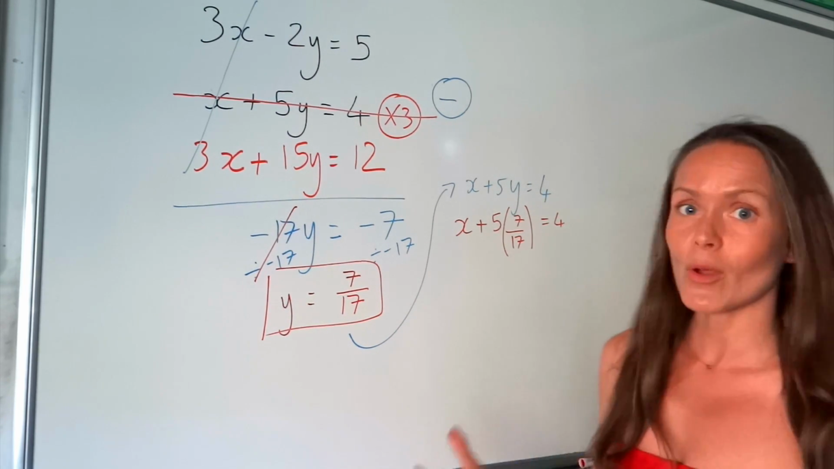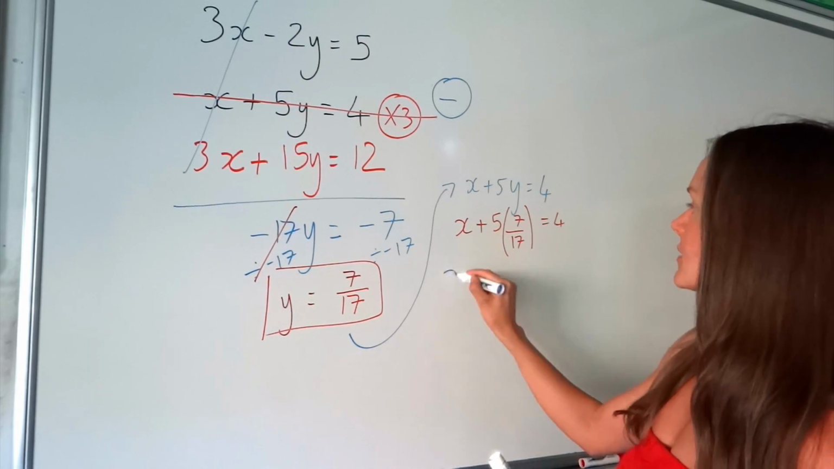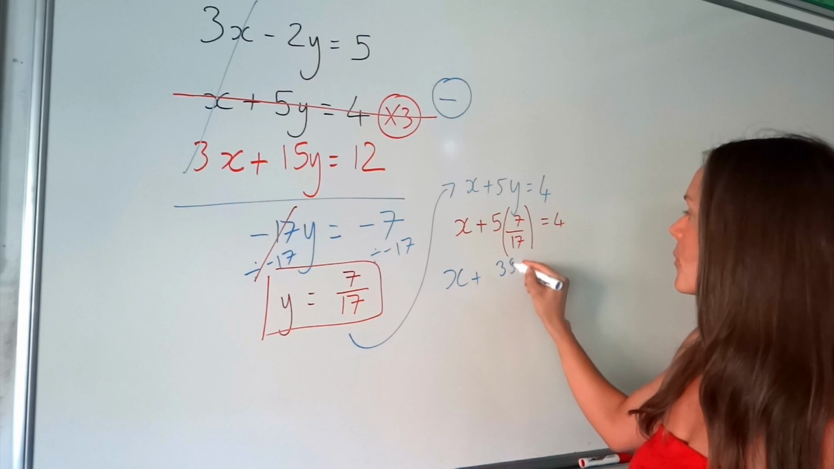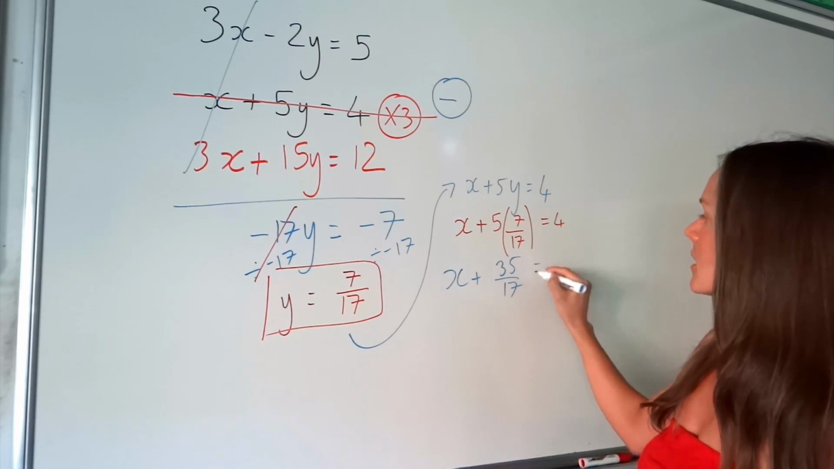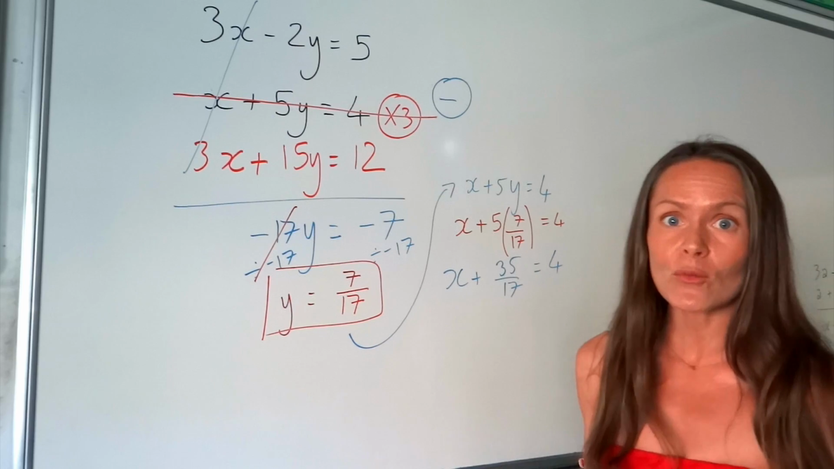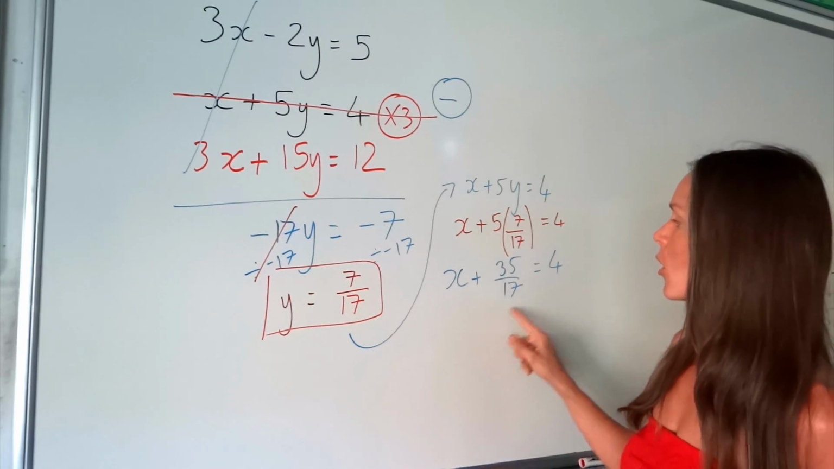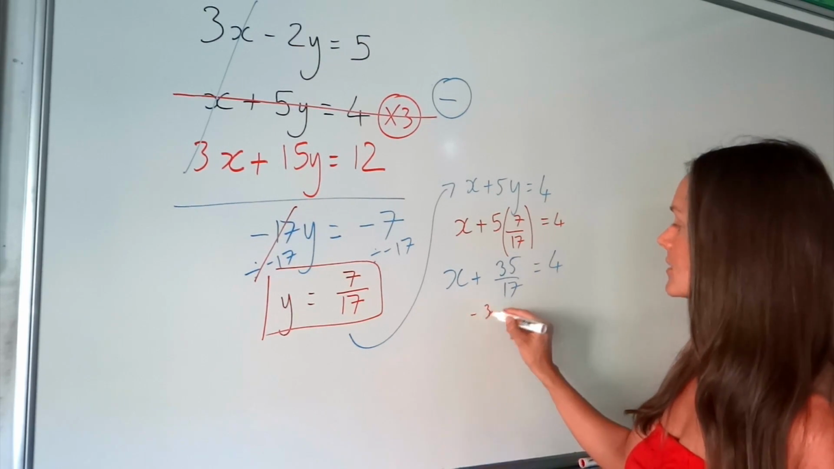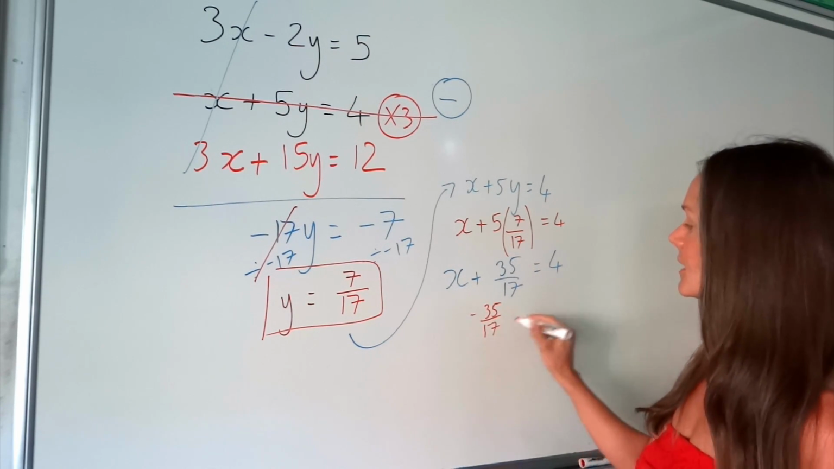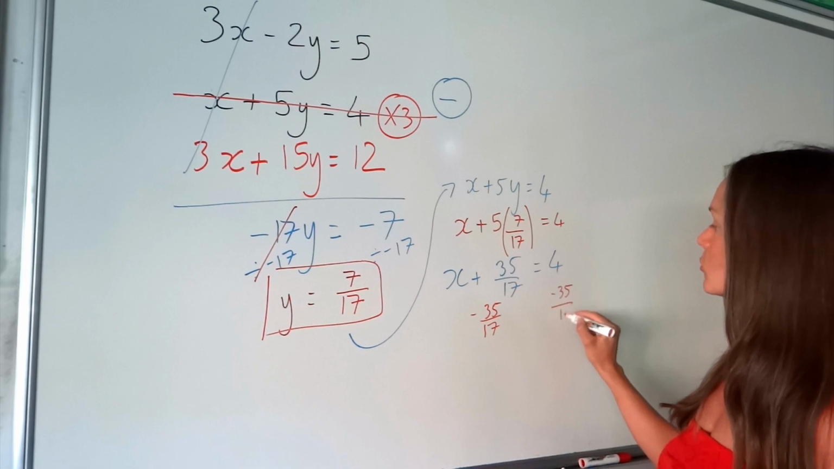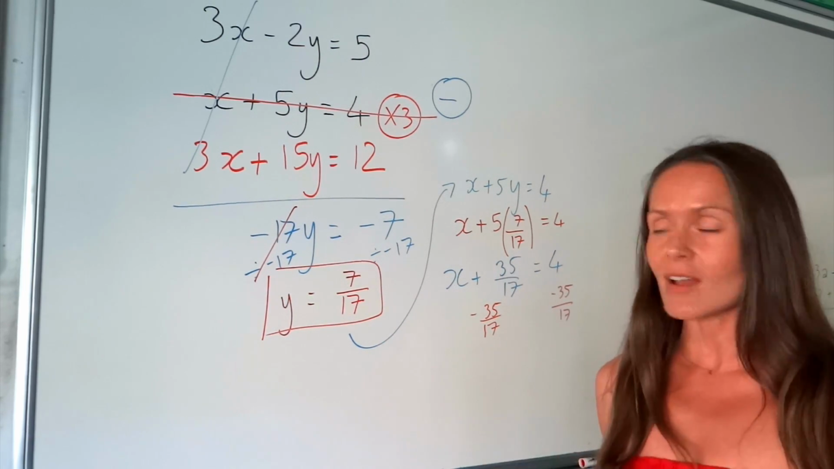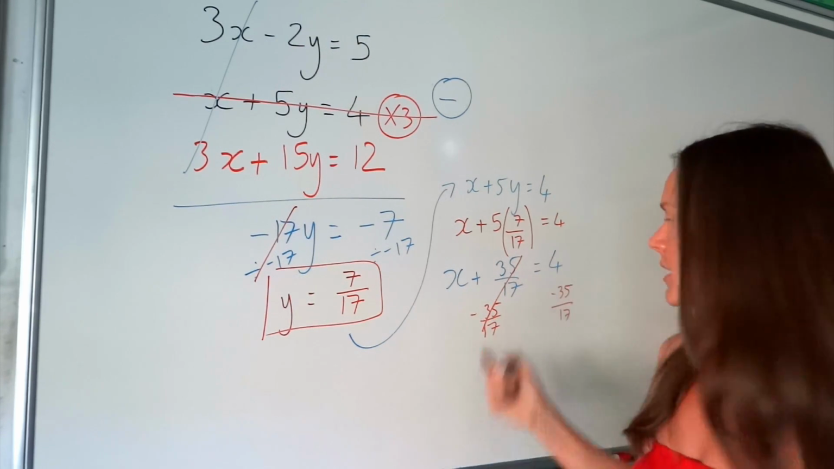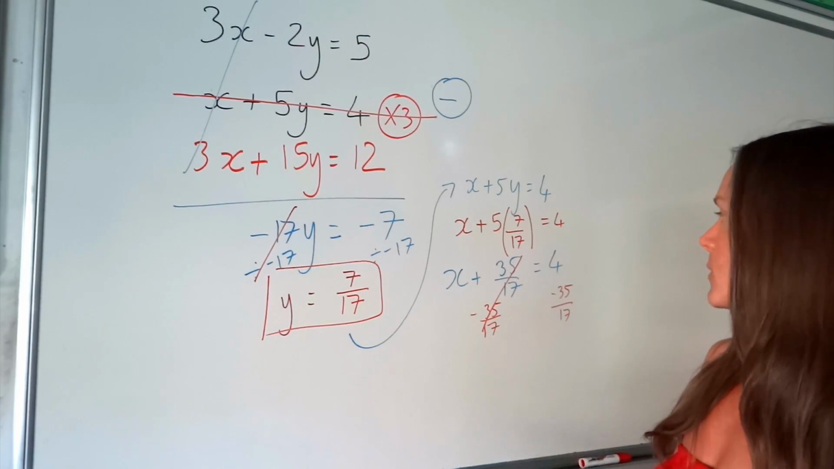So let's work this out. x plus 5 multiplied by this fraction, that just gives me 35 over 17, equals 4. And now I'm just solving the linear equation. So the opposite of adding 35 over 17 is to subtract. Remember, you're just solving the linear equation. Remember to do the opposite and then the same thing on both sides of the equation. Here, 35 over 17 minus itself is just 0, so I'm left with x.